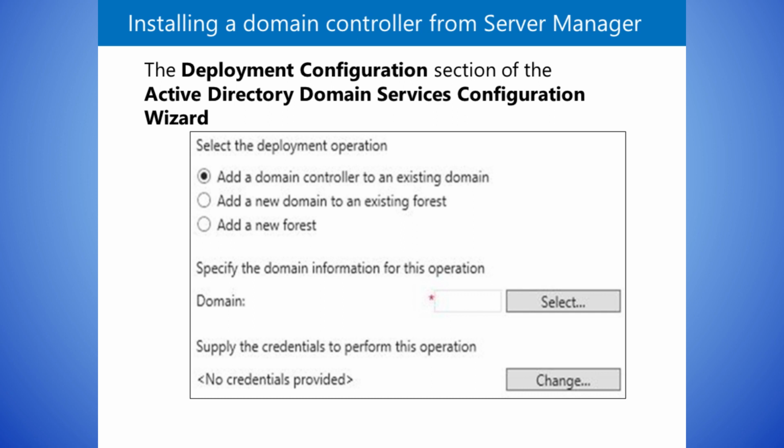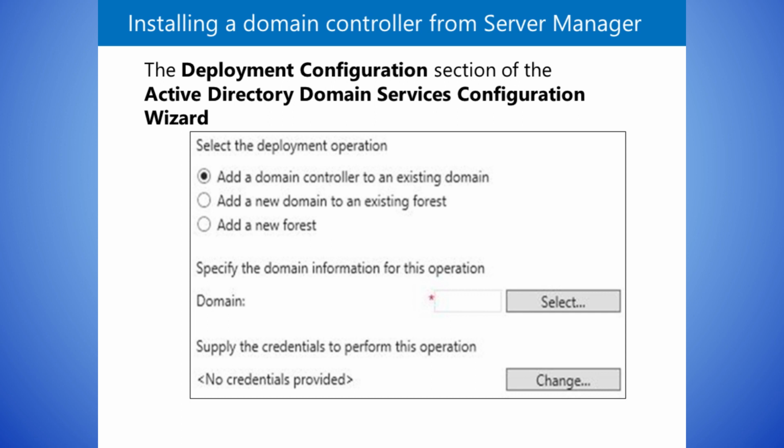Which level will you choose for the forest functional level? The forest functional level determines the forest features that will be available and the supported domain controller operating system. This also sets the minimum domain functional level for the domains in the forest. Which level will you choose for the domain functional level? The domain functional level determines the domain features that will be available and the supported domain controller operating system.